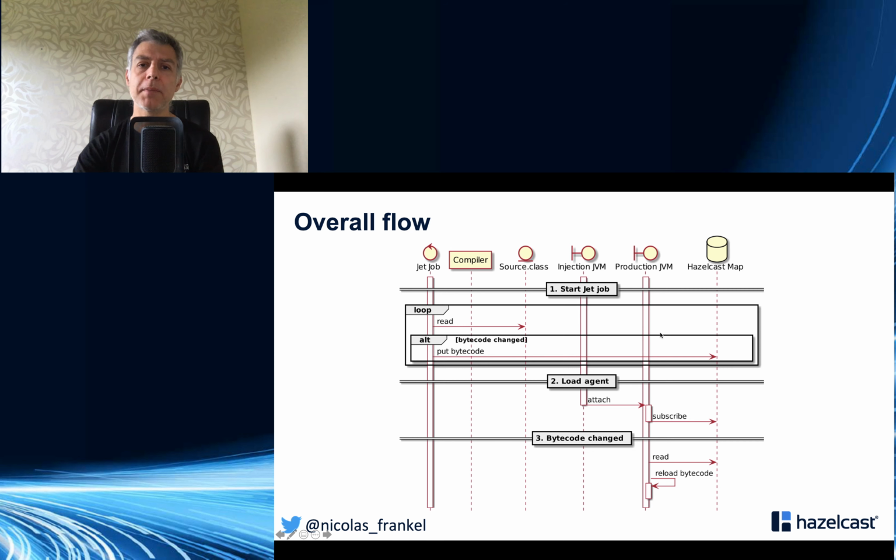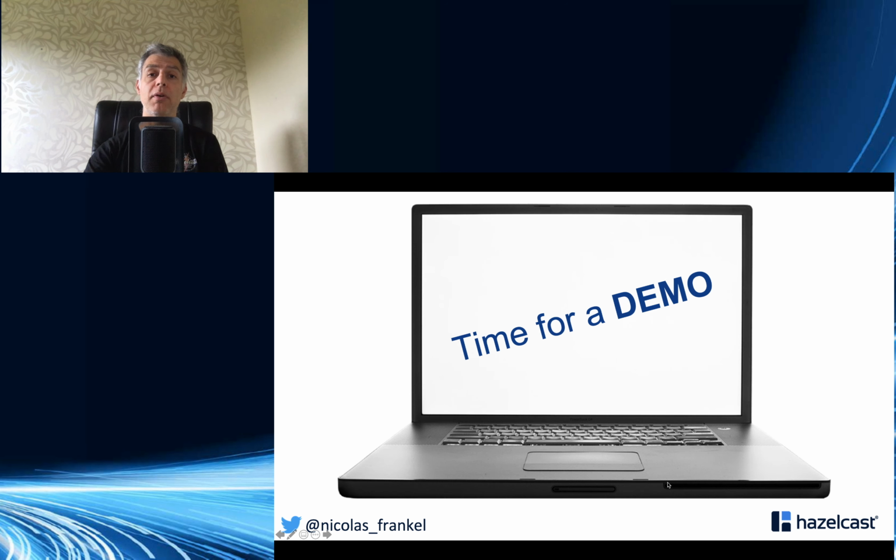From a dynamic point of view, from a flow point of view: first, we will start the Jet job. It will loop and constantly read if there are changes. If there are changes, it will put them in the Hazelcast IMDG map. Then we will have the agent that will attach itself to the production JVM and make this production JVM subscribe to changes in the Hazelcast map. And every time there is a change, the production JVM will be triggered. It will read the changes and it will reload the bytecode. And now there is time for a demo, because otherwise it's just talk.